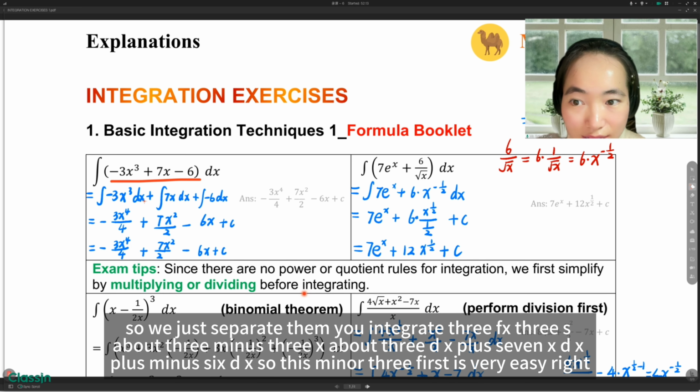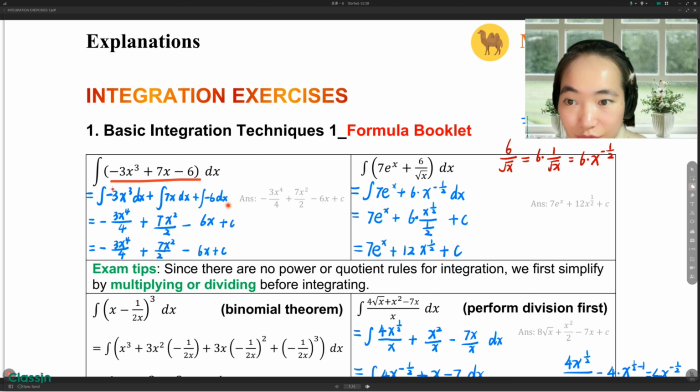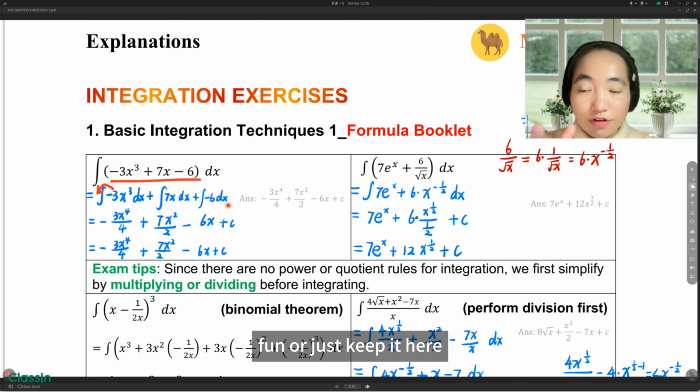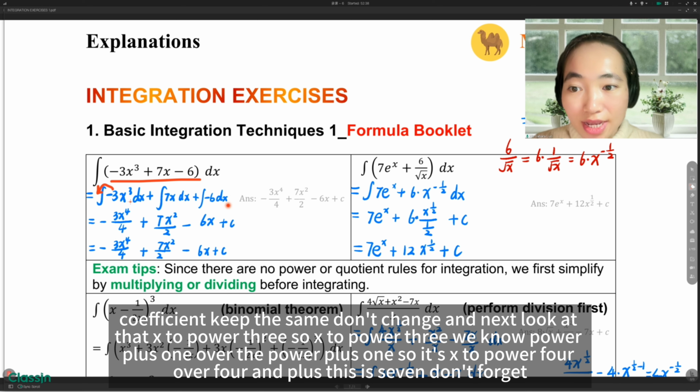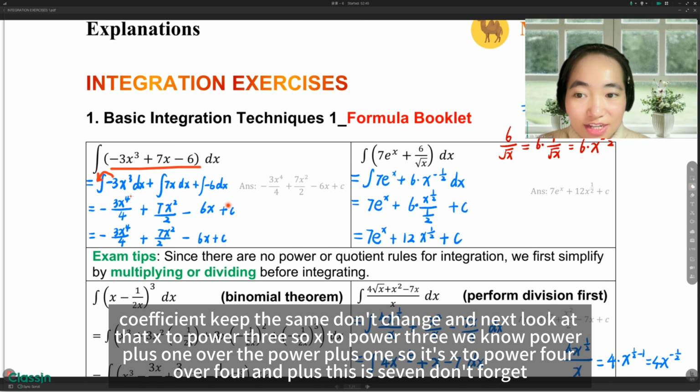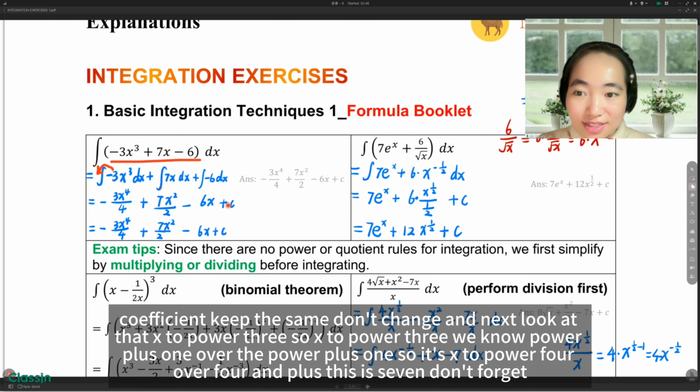You integrate 3x to the power 3 minus 3x to the power 3 dx plus 7x dx plus minus 6 dx. So this minus 3 first is very easy, right? You can move it to the front, or keep the coefficient the same, don't change. And next, look at that, x to the power 3. So x to the power 3, we know power plus 1 over the power plus 1. So it's x to the power 4 over 4.